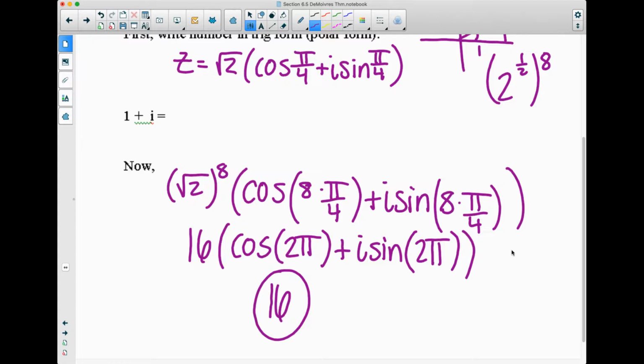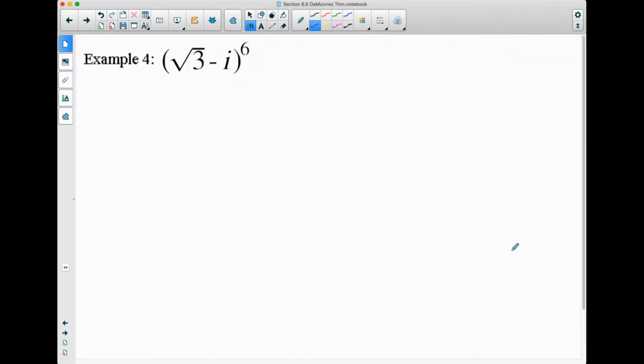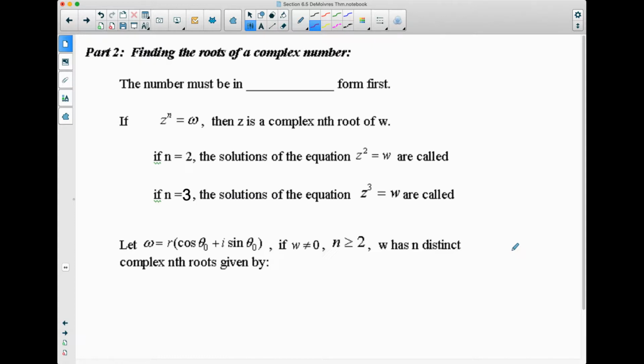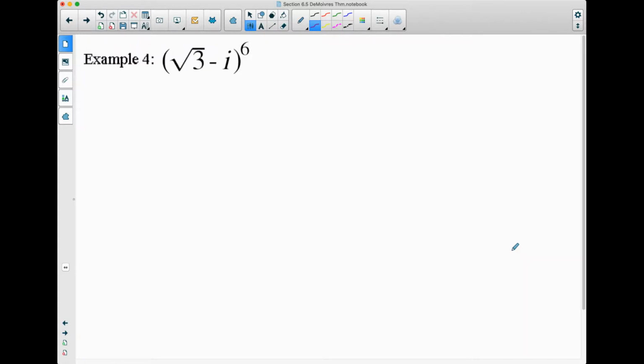Okay. Any questions? Okay. Let's do one more. So this is the root stuff that we're not going to do. So we're just going to do one more example and then I'll set you free to clean up any of the homework that was still confusing.